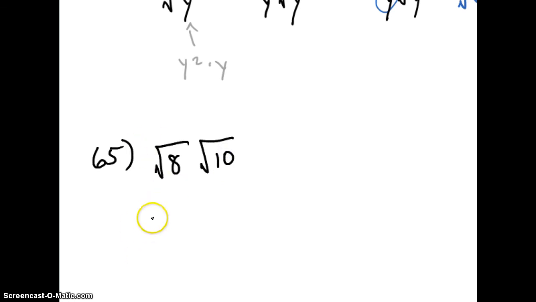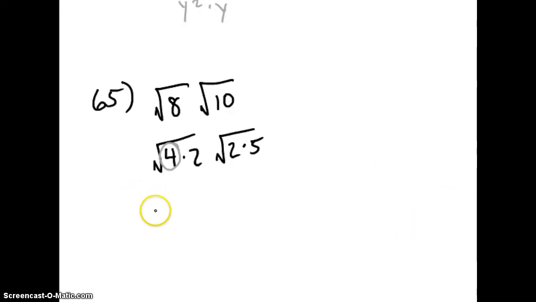I'm going to rewrite root 8 as root 4 times 2, and I'm going to rewrite this root 10 as root 2 times 5. Now, this is an exception to what we've been talking about. We've been pulling out perfect squares. This guy is a perfect square. This 2 right here is not a perfect square, but it's going to become clear in a moment why we're doing this. I'm going to break this one apart, root 4, root 2, and I'll break this one apart also, root 2, root 5.